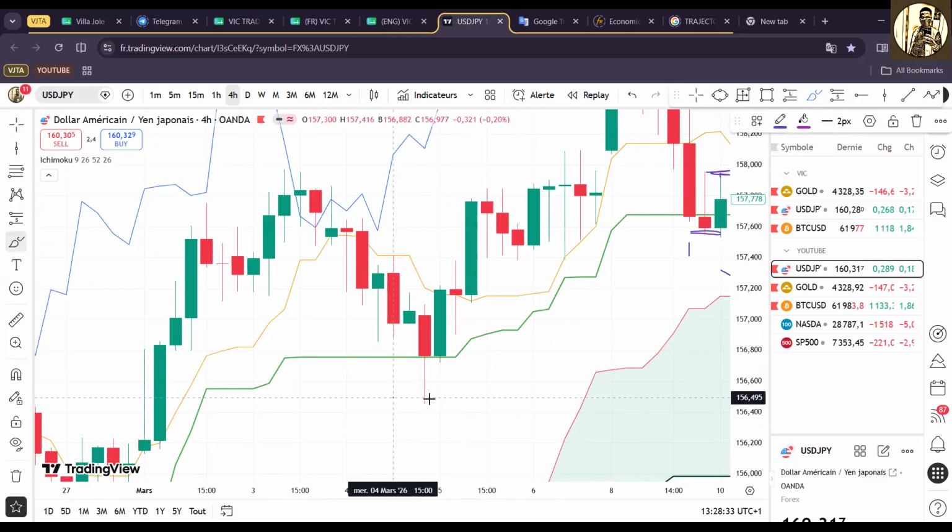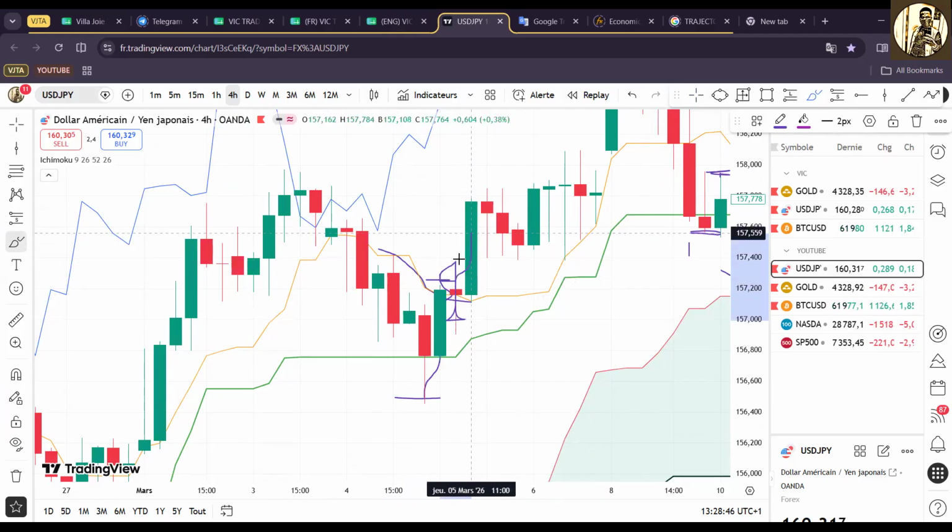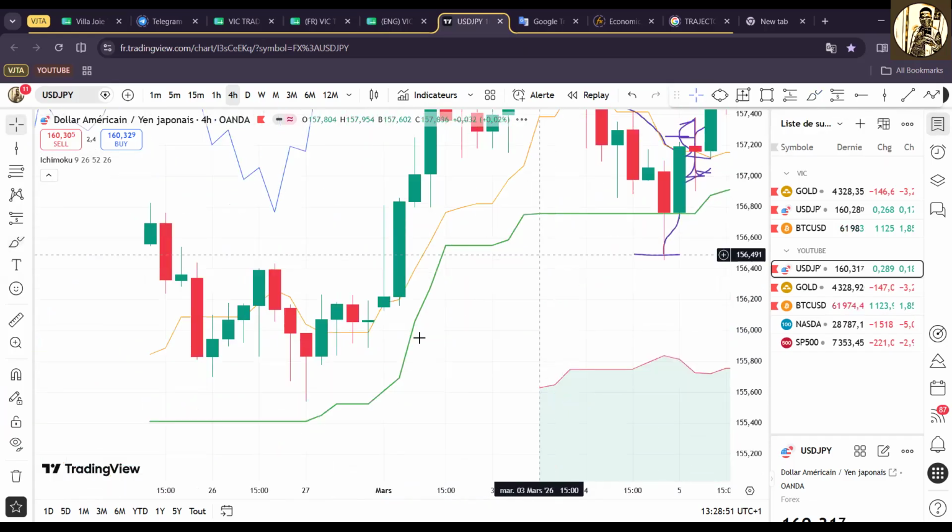If we touch Kijun the first time like this, and Tenkan is still bended to the downside, then when the price goes toward the upside, the price will bounce also on Tenkan like this, one time at least before going toward the upside.